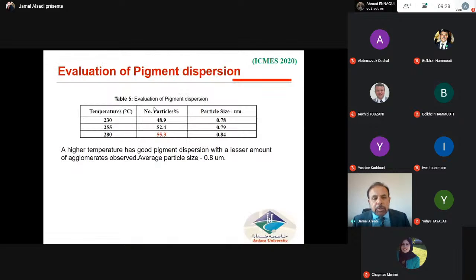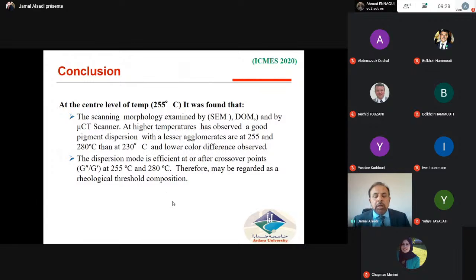And here from this slide, we can see the number of particles, same in the graph, and we see the particle size of pigment. At a higher temperature there is good pigment dispersion with a smaller amount of agglomerate observed, and the average particle size of the pigment is almost about 0.8 micron.